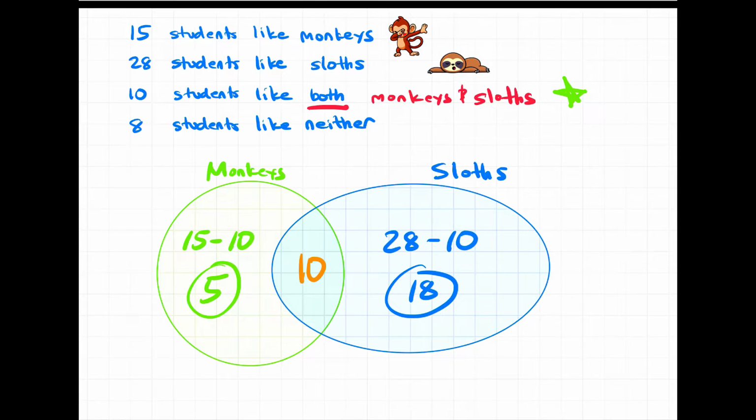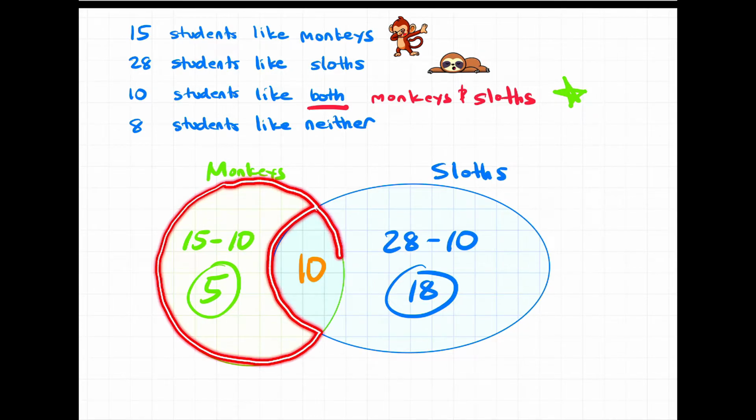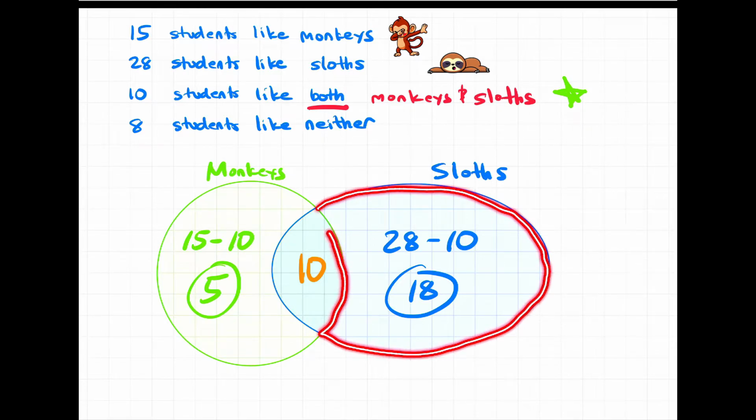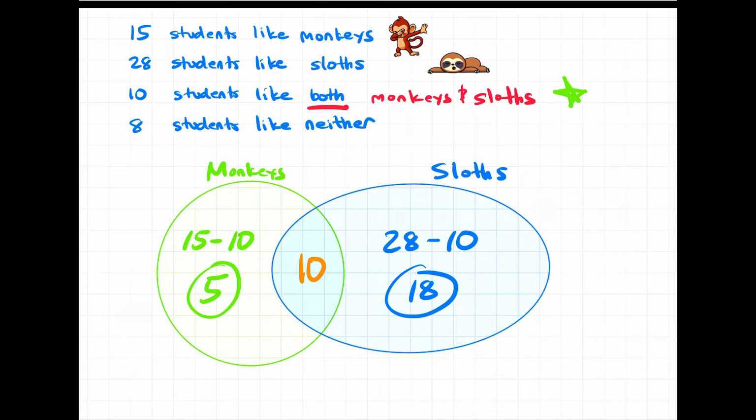Okay, so for the monkeys, the people that like the monkeys are going to be in this section, which is right here, and that's the only section, as well as the both. And the people that like sloths is going to be in this section right here, along with this middle section, which is both. And then the last one is going to be how many people like neither.